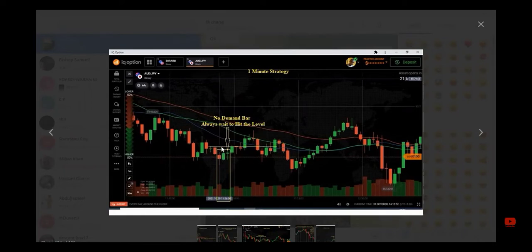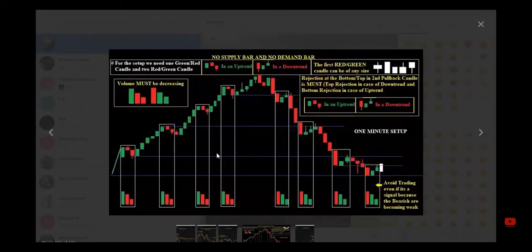This is the level, as above as we can. Based on this signal, if the market gives us an opportunity and goes more up, then only we can place our trade in the downward direction, as above as we can. Okay, 1 minute strategy here.